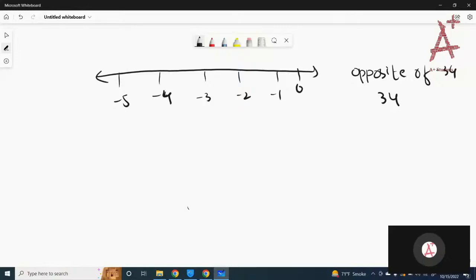What integer represents the scenario? Putting one fresh cookie in the cookie jar. So is it positive or is it negative? It is positive. Got it?